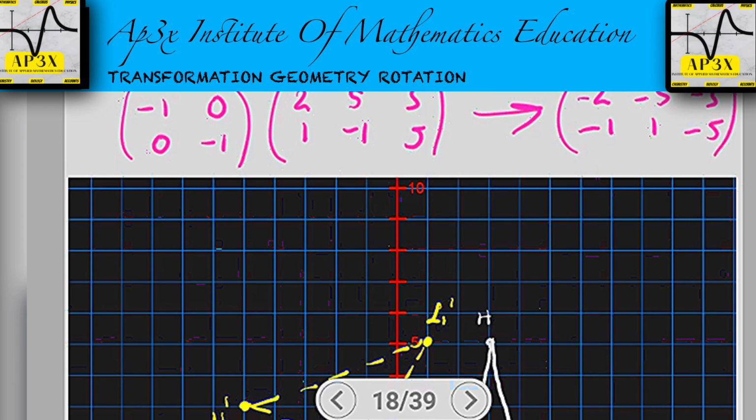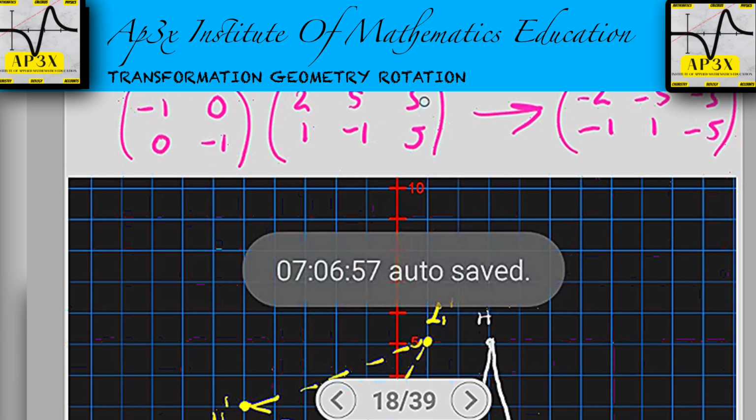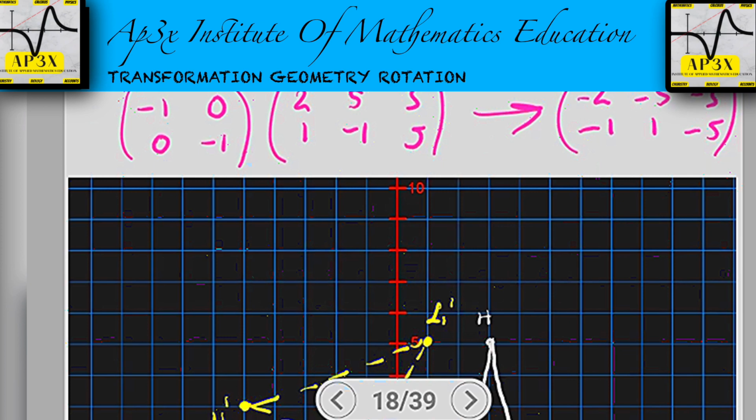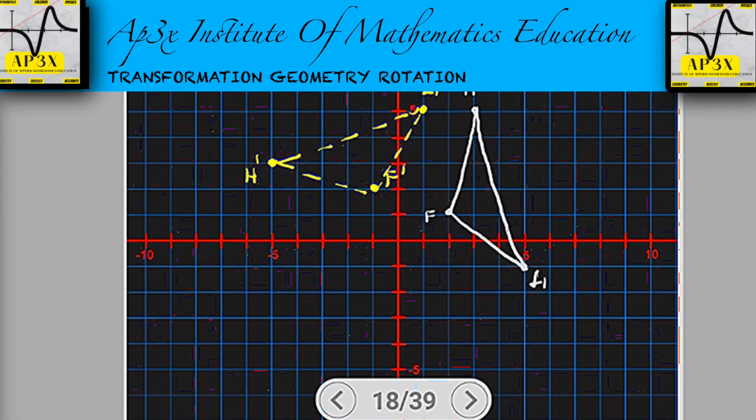And we have already gone through the fact that row by column will in fact produce this result. So we can go ahead and plot negative 2, negative 1. That's negative 2 here, negative 1 down. That's my position then.